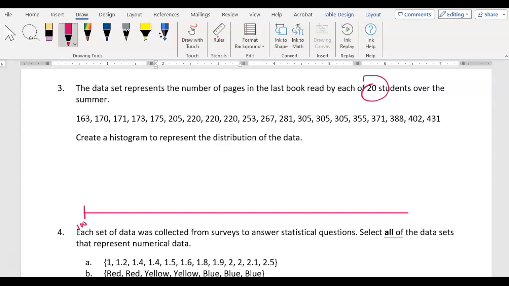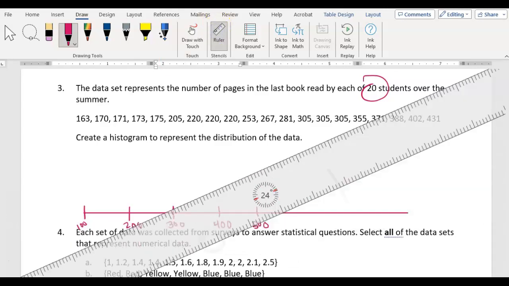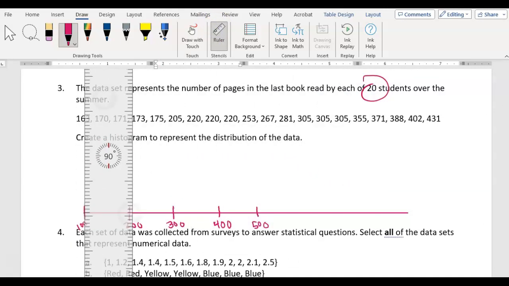100 to 200 pages, 200 to 300 pages, 300 to 400 pages, and then 400 to 500 pages. All right, so 100 to 200 pages, there are 1, 2, 3, 4, 5 books. So on this side, sorry, I should also make a y-axis here.